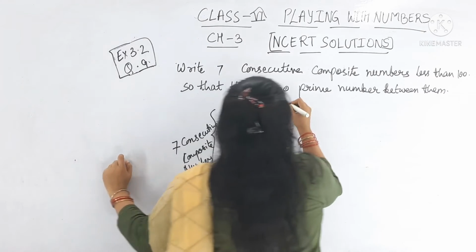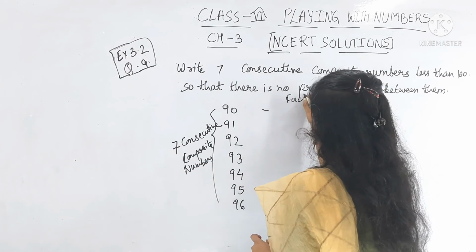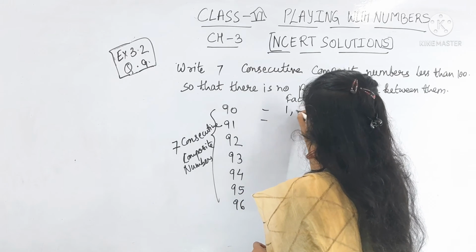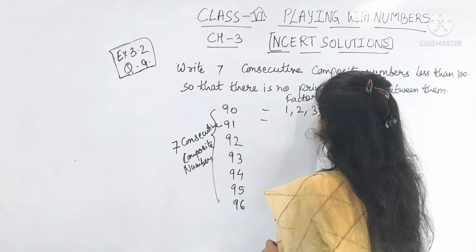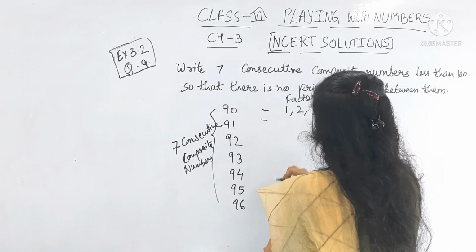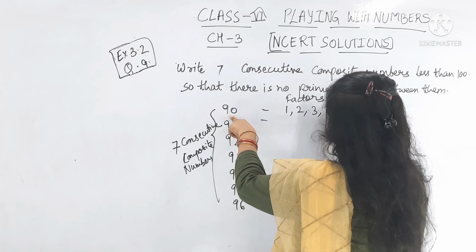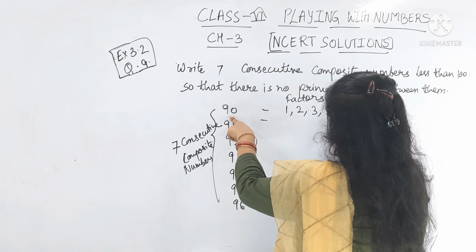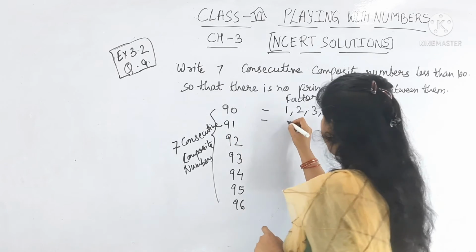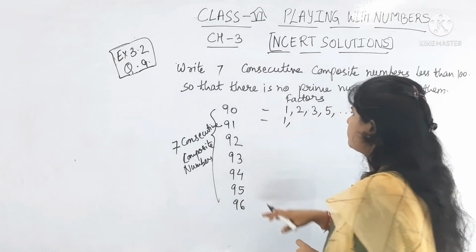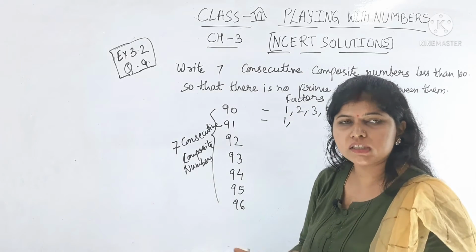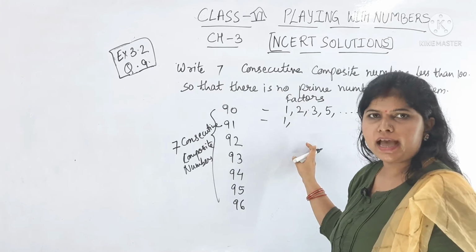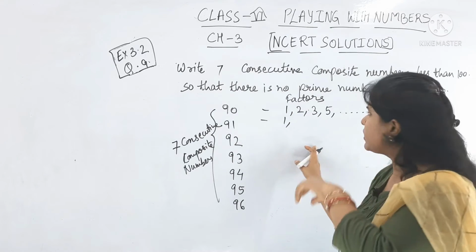You can write factors also here. Factors like this: they have the factors 1, 2, 3. Then it will not go by 4, 5. Like this, you can write the factors. So prime numbers have only factors 1 and the number itself. Here you can see that they have more than 2 factors, 1 and the number itself also.